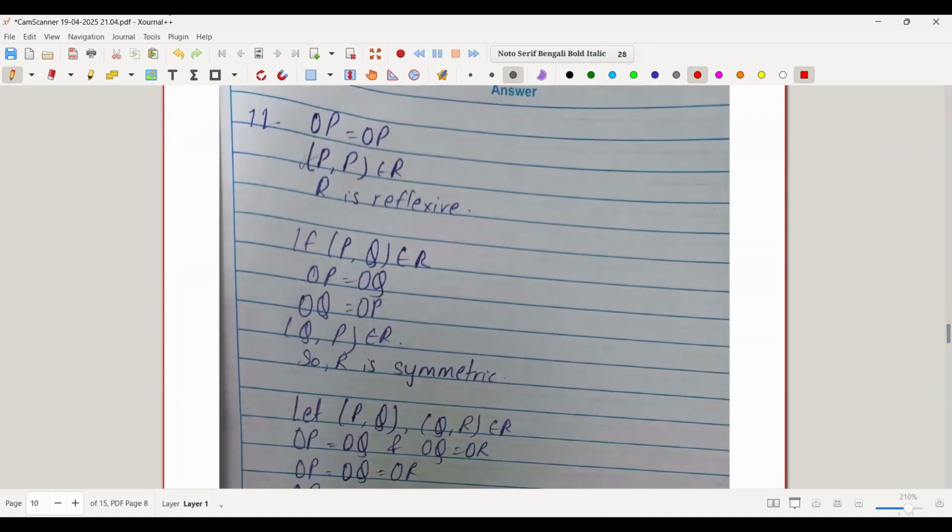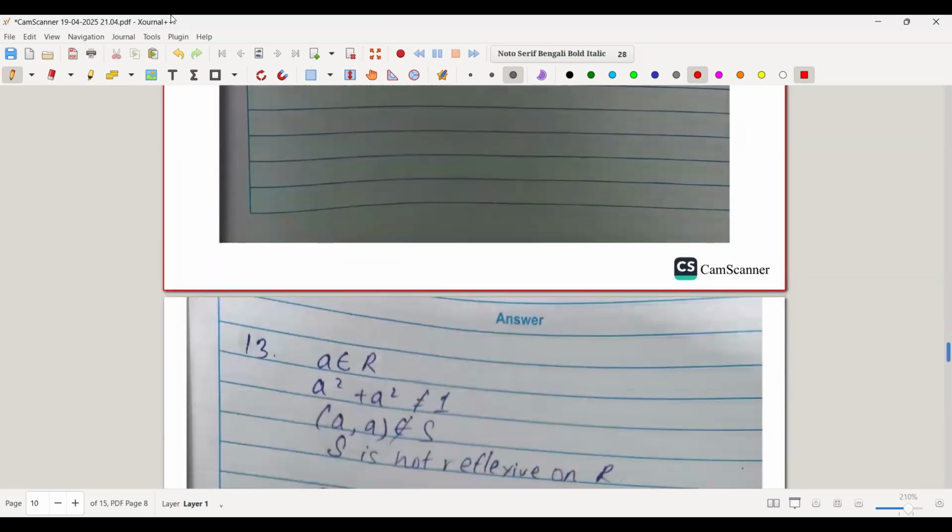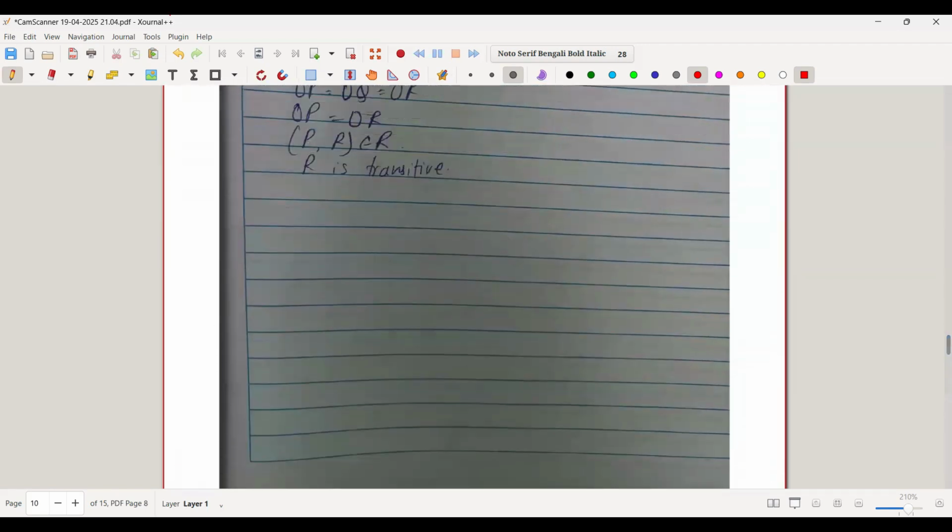What is reflexivity? (P, P) belongs to R for all P belongs to A. Now, after 4 or 5 classes, if I correct you like this, then it is not desired. For all P belongs to A. I will not check this because this is a routine task. Now you did not solve this.